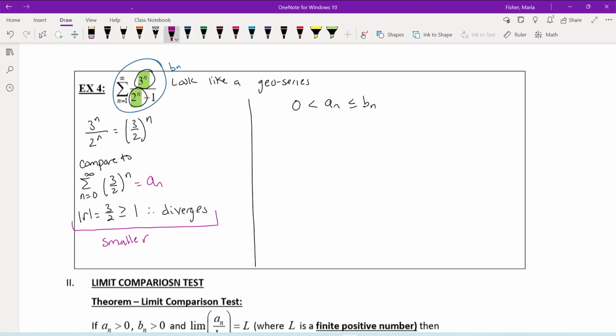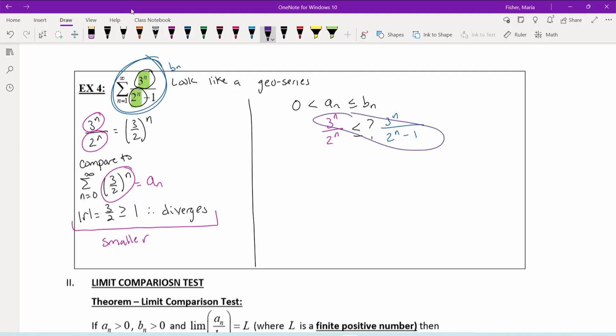A sub n is your 3 over 2 to the n, but I'm going to write it again as 3 to the n over 2 to the n because it's going to make the comparison easier. 3 to the n over 2 to the n. Is that actually less than or equal to b sub n, your given, which is your 3 to the n over 2 to the n minus 1? I'm not sure, but I cross multiply.